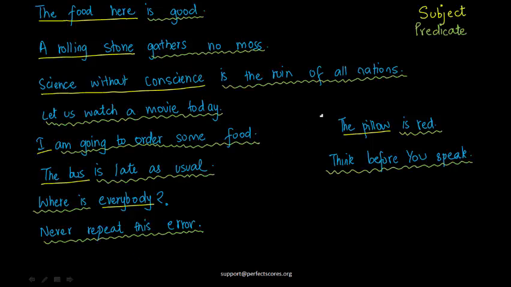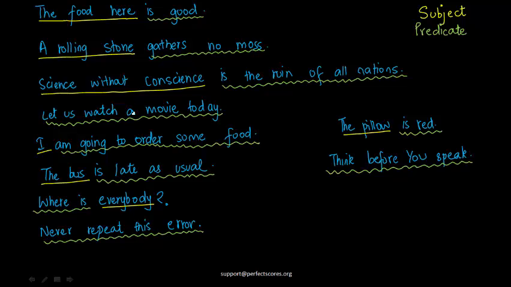Okay, so let's look at the answers. The underlined yellow part is the subject. So in the first one, the food here is good. What is good? The food here. So the food here is the subject, is good is the predicate. A rolling stone is the subject, that is the thing that we're talking about, and the predicate is that it gathers no moss. In the next one, the subject is this whole thing, science without conscience. And what do we know about it? That this thing is the ruin of all nations.